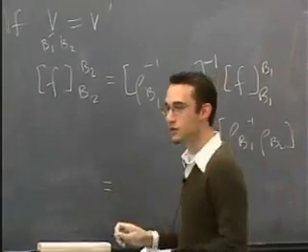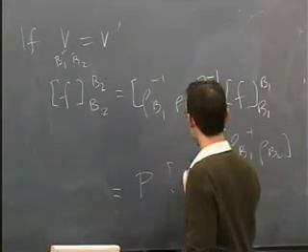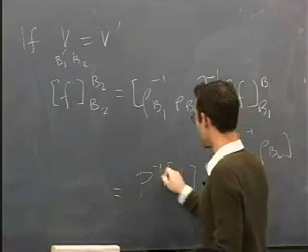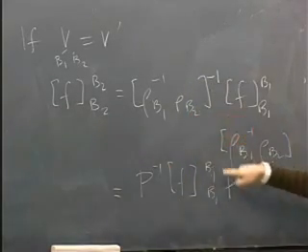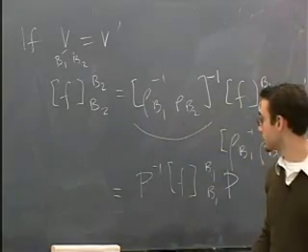So this is just the idea of similar matrices. This is something of the form P inverse, F, B1, B1, P, where P is exactly this change of basis matrix.